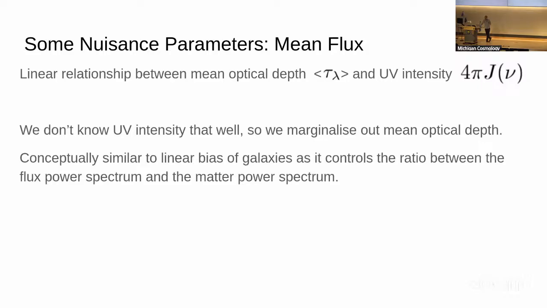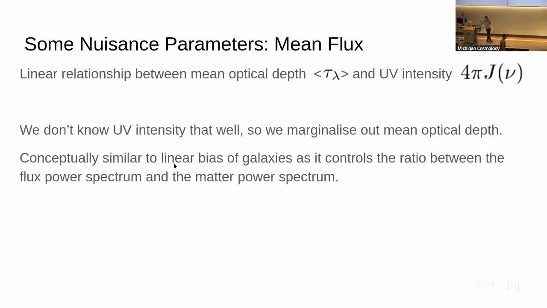It's canonically very difficult to measure, right? So of course you know where galaxies are most of the time, but you don't know what their UV emissivity is. You don't know what their UV escape fraction is. So actually the best way to measure the UV intensity in the universe is through the Lyman alpha forest. So this doesn't help us, right? So what we'd like to do is to set a prior on this. We can't do that. So what we need to do is to marginalize out the mean optical depth, tau, and through that get a handle on the UV intensity.